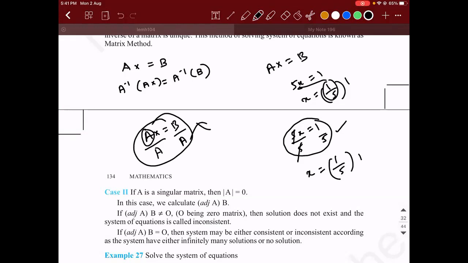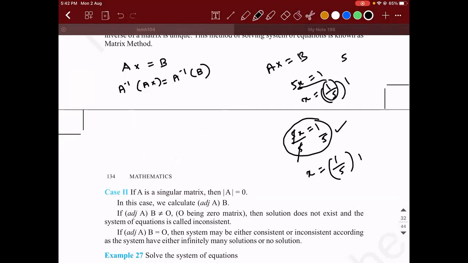Sir, but I can always say 1 by 5 as 5 inverse. No, you can say 1 by 5 as 5 inverse, the multiplicative inverse. But how did you get that 1 by 5? Because you divided by 5 on both the sides.